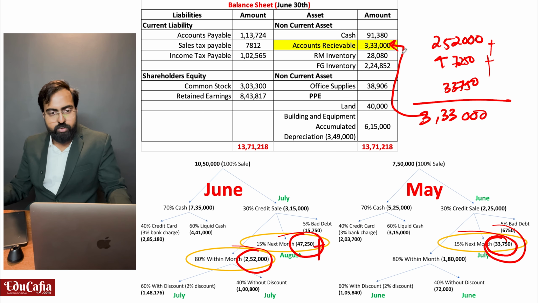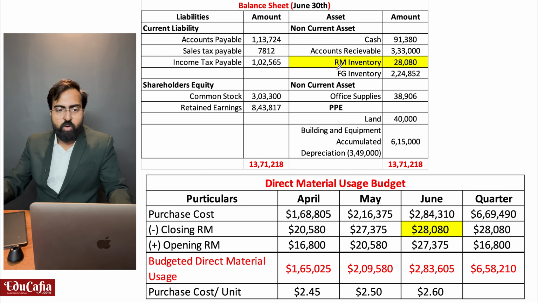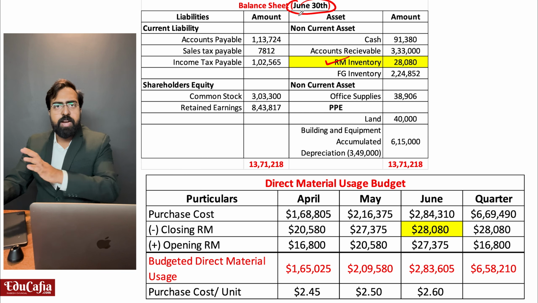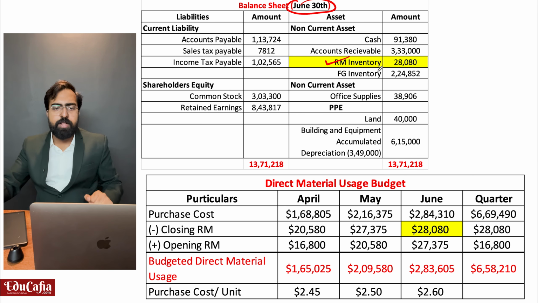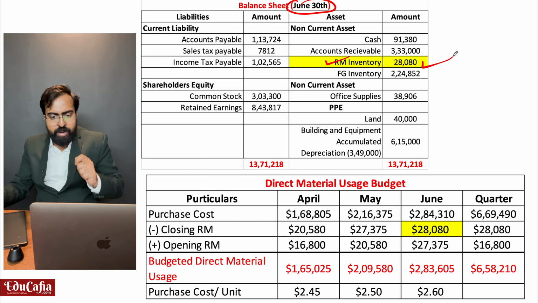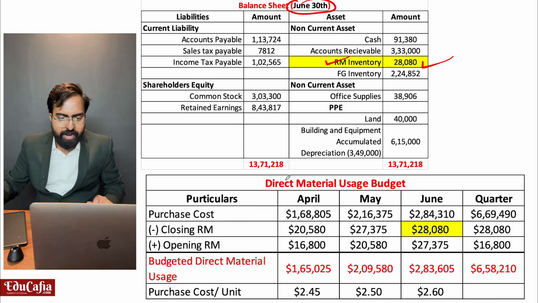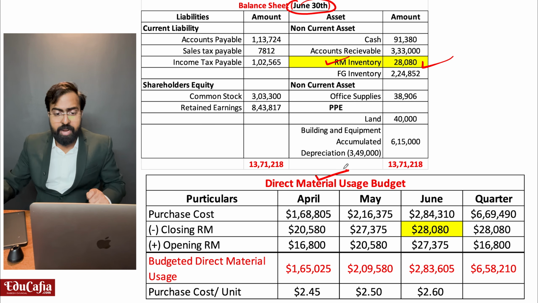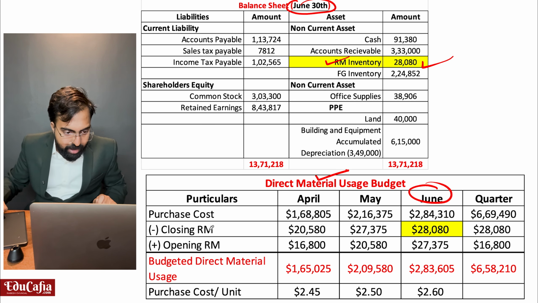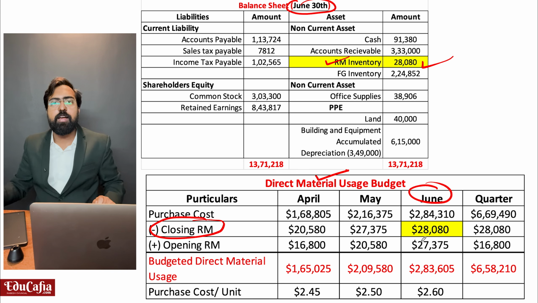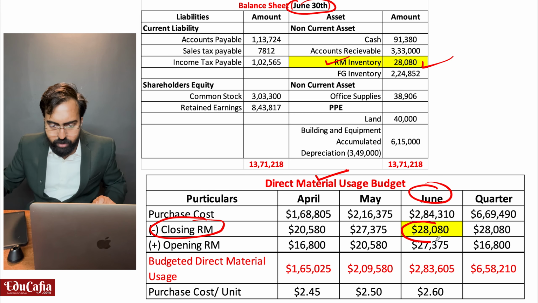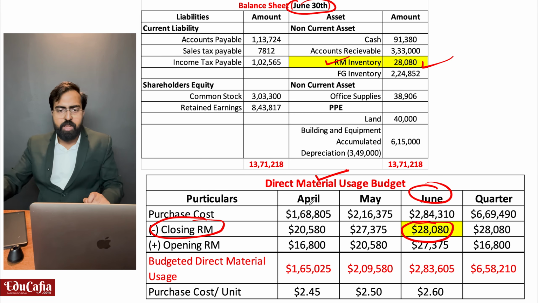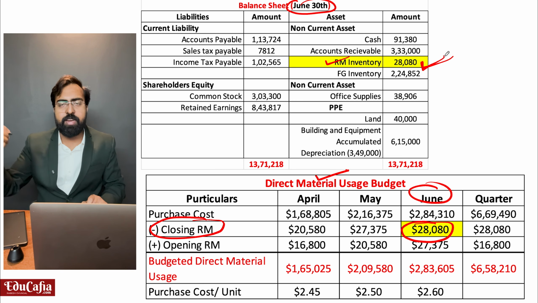You got it? So next, raw material inventory. Is there any closing inventory? On June 13th, if there is any inventory in the store, that will come in the raw material inventory. So is there any closing inventory? Yes. In the direct material usage budget, this is talking about raw material inventory, right? In that June month, we have a closing raw material, that is 28,018. That is our closing raw material. So that will come in the raw material inventory.